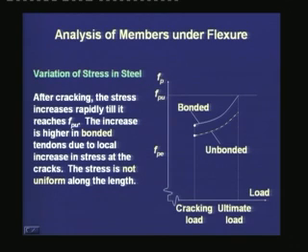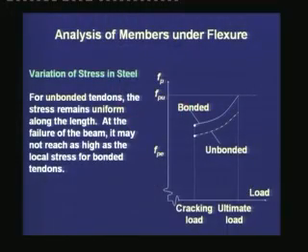The stress is not uniform along the length for a bonded tendon. For a bonded tendon, the stress is higher at the regions of high moments, and after it cracks, the stress is higher at the location of the cracks. It is not uniform along the length, whereas for an unbonded tendon, the stress remains uniform along the length. At the failure of the beam, it may not reach as high as the local stress for bonded tendons, and hence we observe that the stress that is achieved in an unbonded tendon is not as high as the local stress in a bonded tendon.